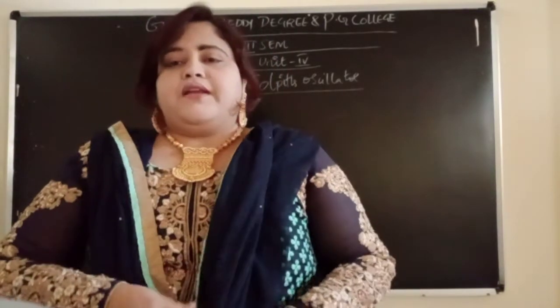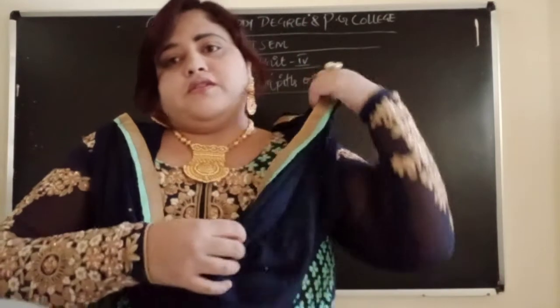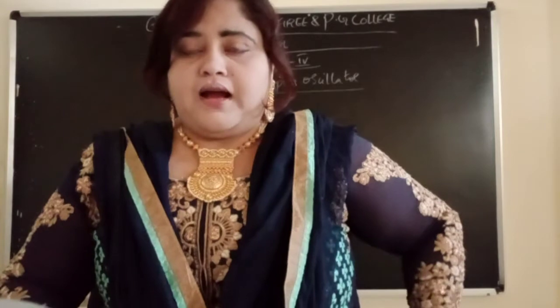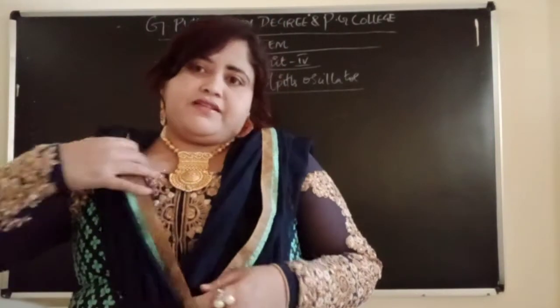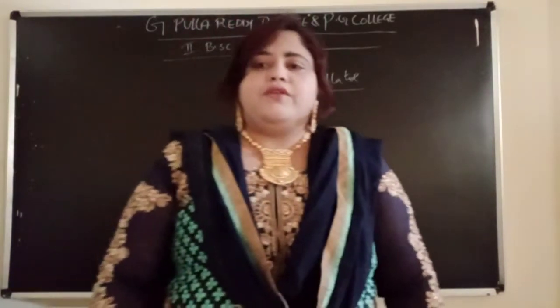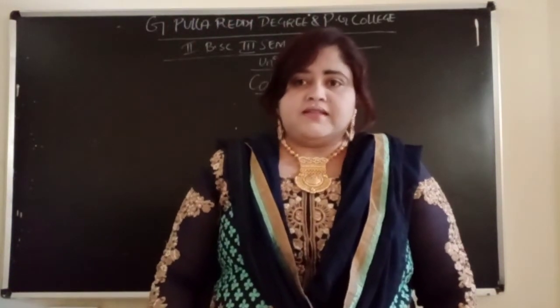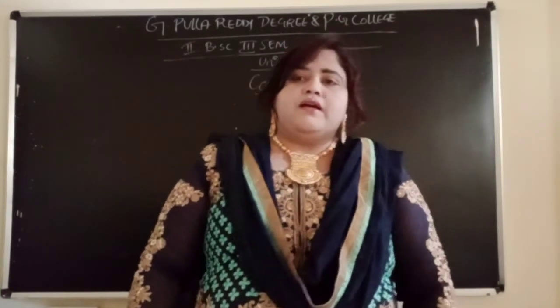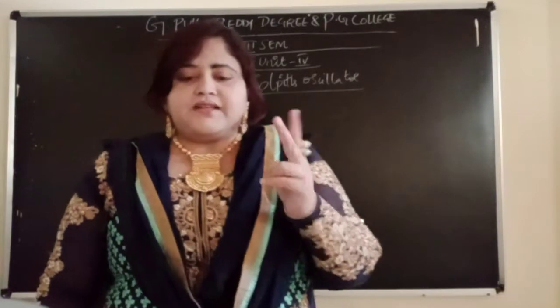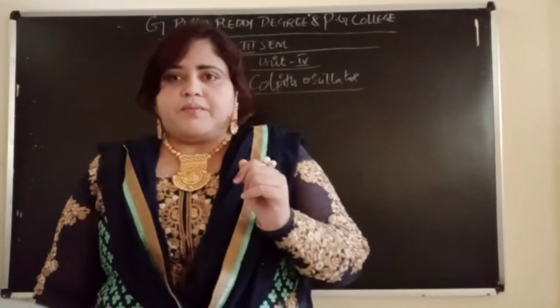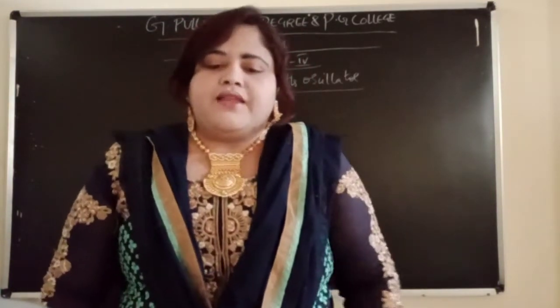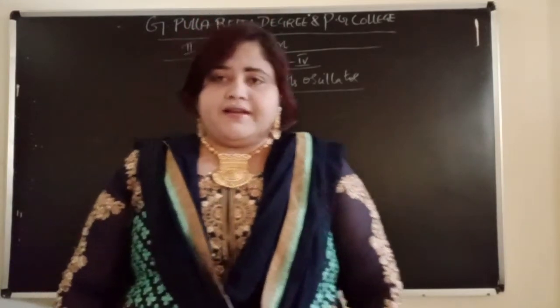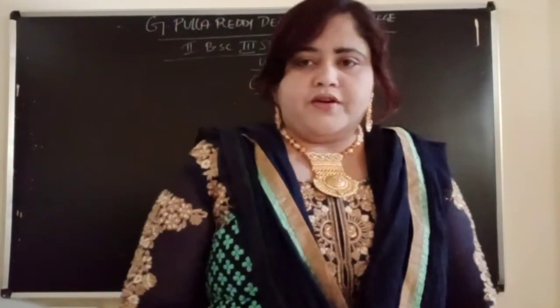So the first point in the Colpitts oscillator is what? The Colpitts oscillator is similar to the Hartley oscillator, with only one difference: in the feedback circuit, instead of using two inductors, we are using two capacitors. The feedback circuit consists of two capacitors and one inductor in the Colpitts oscillator. Then we will go for the circuit diagram of the Colpitts oscillator.